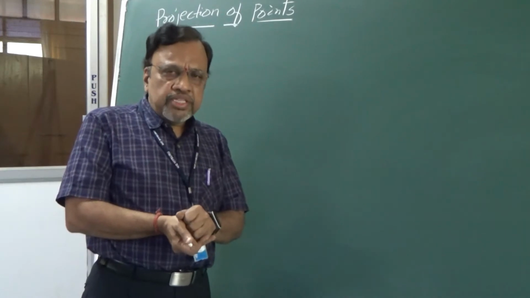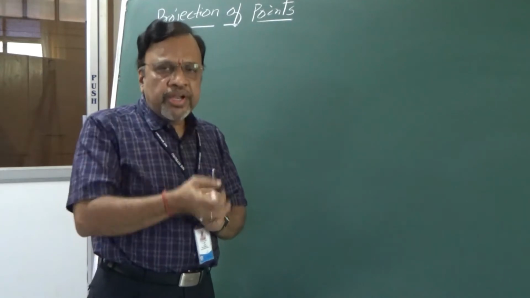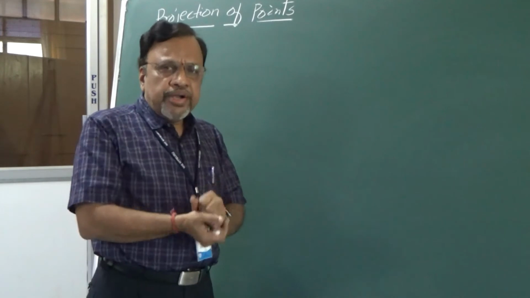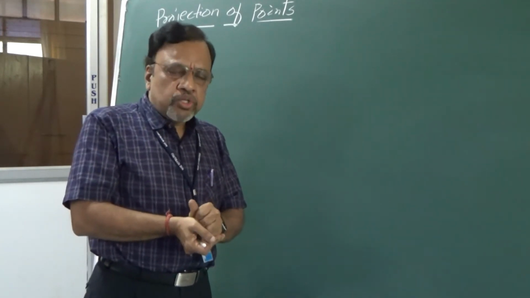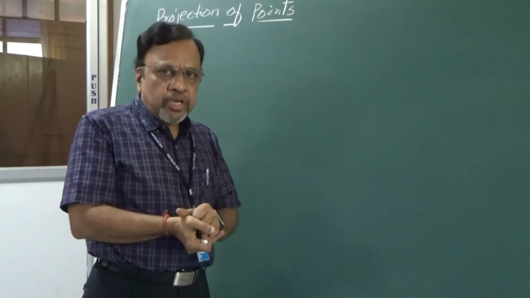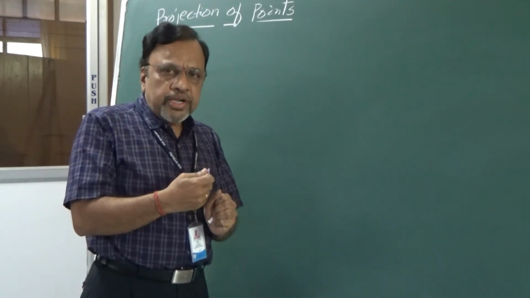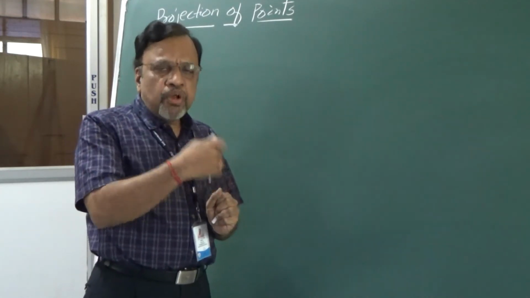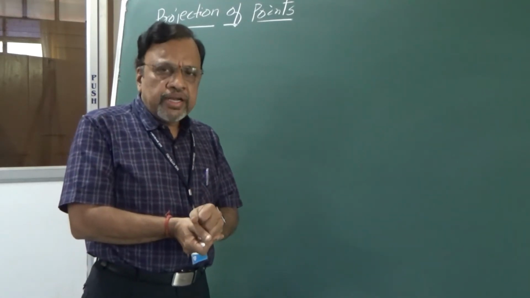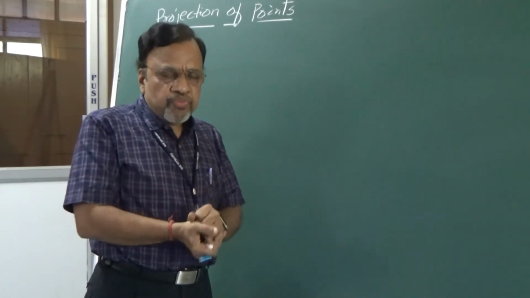If I say a point is in the first quadrant, what do you mean by that? It means that particular point is above HP and in front of VP. If I say the point is in the second quadrant, then we know that the point is situated above HP and behind VP. If the point is in the third quadrant, then the point is behind VP and below the HP. Finally, if the point is in the fourth quadrant, then the point is in front of VP and below the HP.